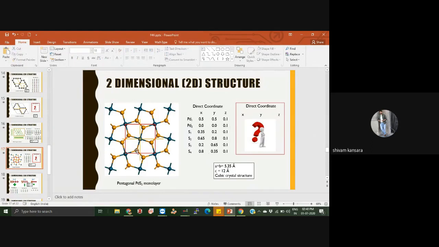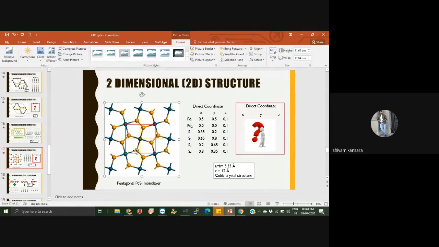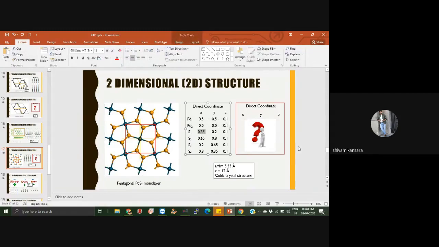Now this S1, S2, S3, S4. Okay, so this is the horizontal line, and this is the left side. This left side is 0, this right side is 1. So the atomic position of this S atom is about 0.4 or 0.3 or 0.35. It's approximately 0.35. Okay, so X is 0.35 and Y is 0.2.